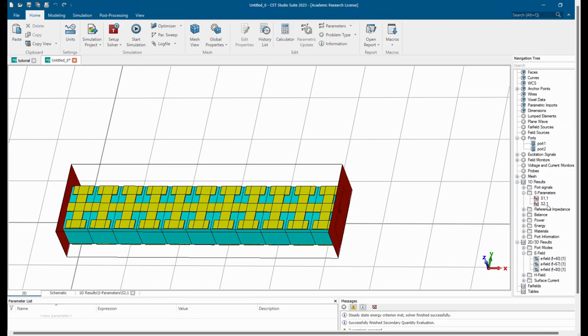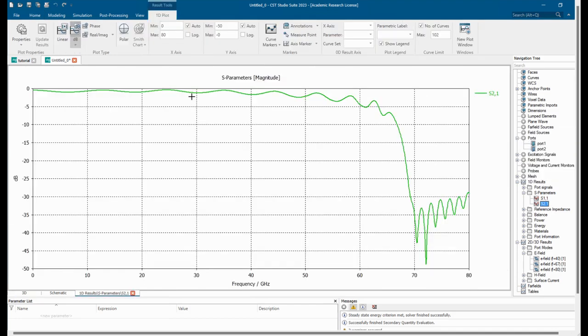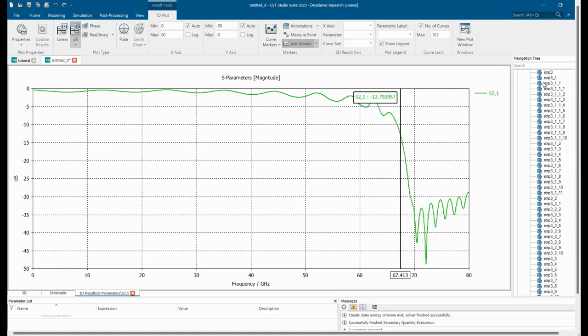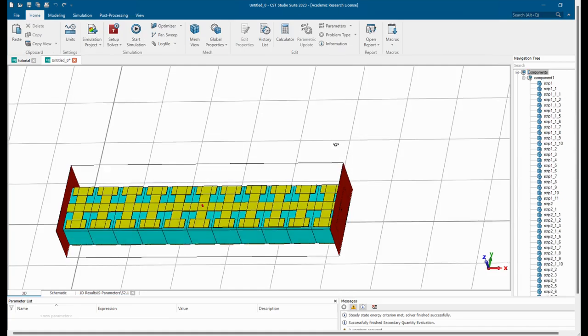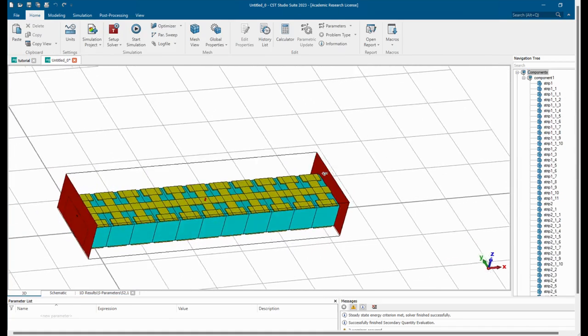We can check this, and we can see indeed that at around 67 gigahertz we have a drop in the S21 response, and this is how you can interpret the dispersion diagram of our unit cell. This concludes how to simulate an SSPP line, and thank you for watching.